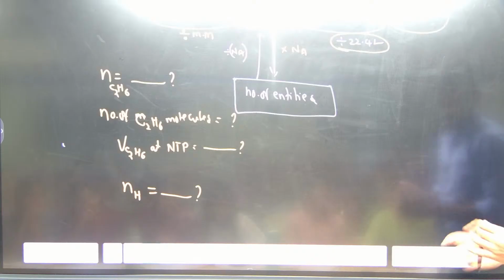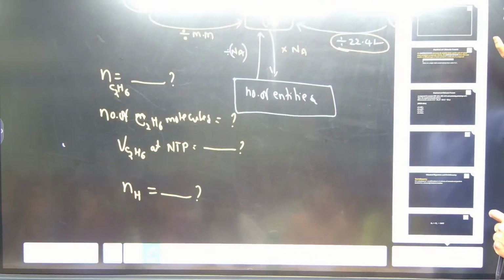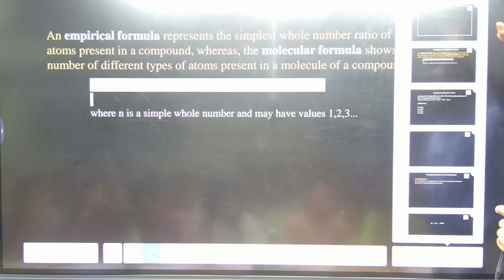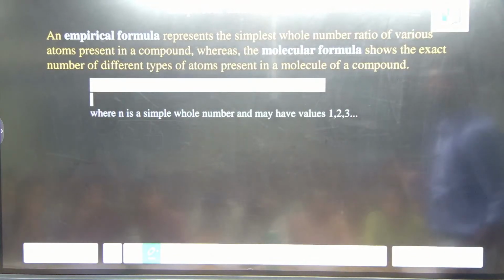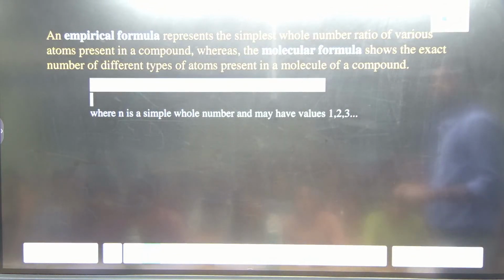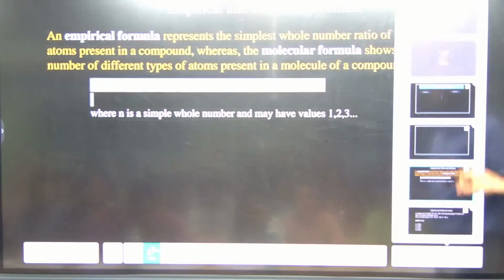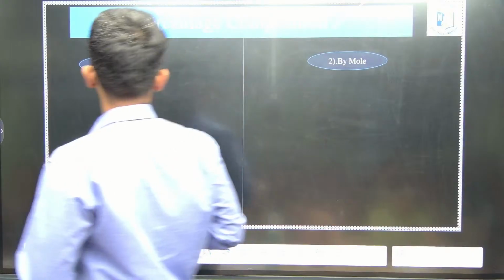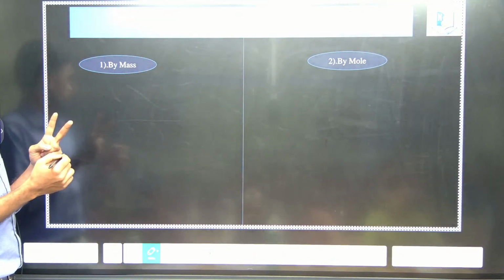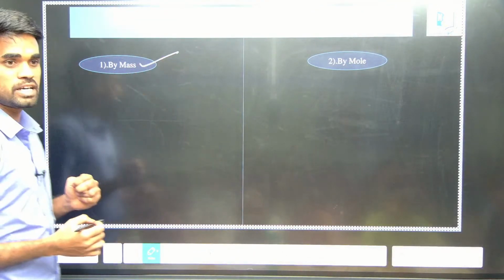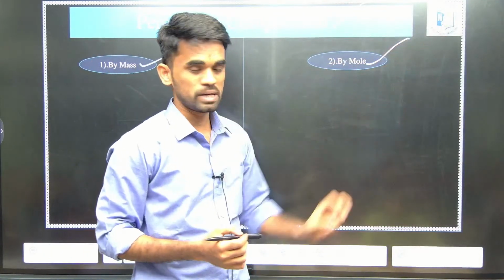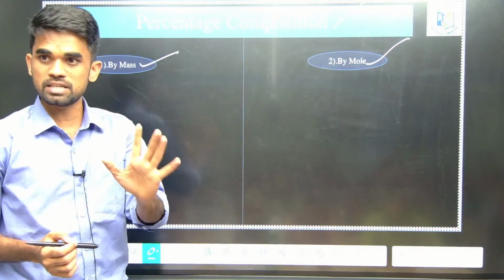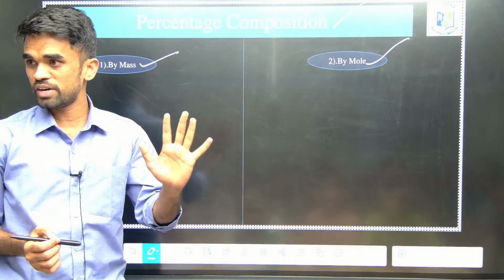Okay, next. Before this, we have one more thing: percentage composition. Percentage composition is of 2 types, one is by mass percentage, the other by mole percentage. I will take one simple example. You just follow whatever I am explaining.